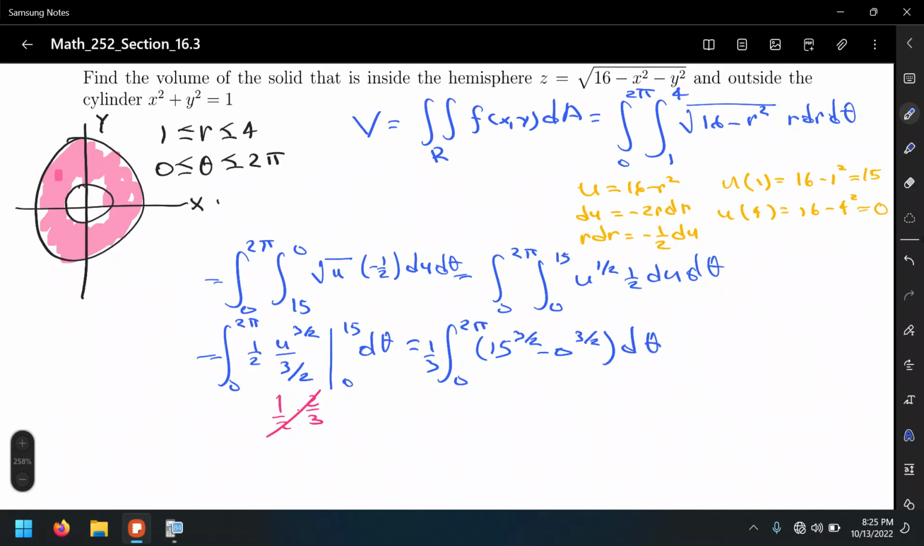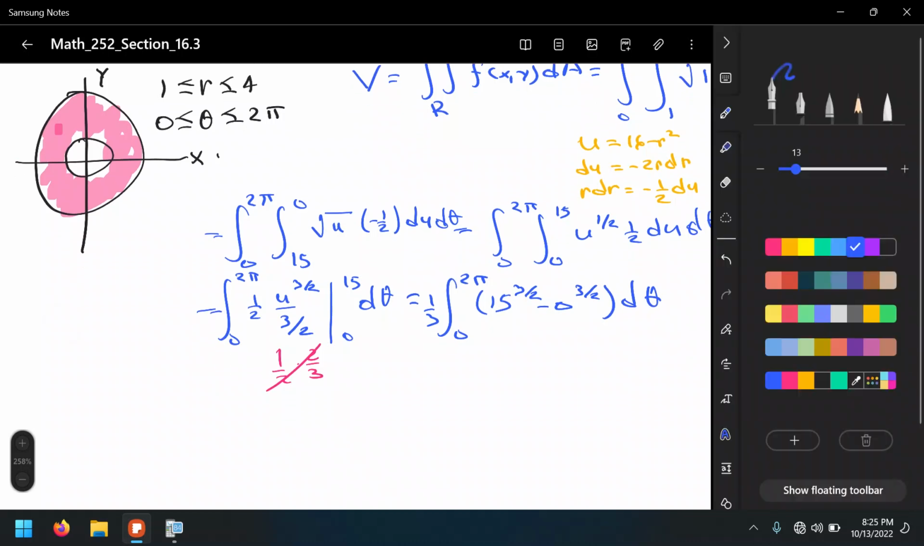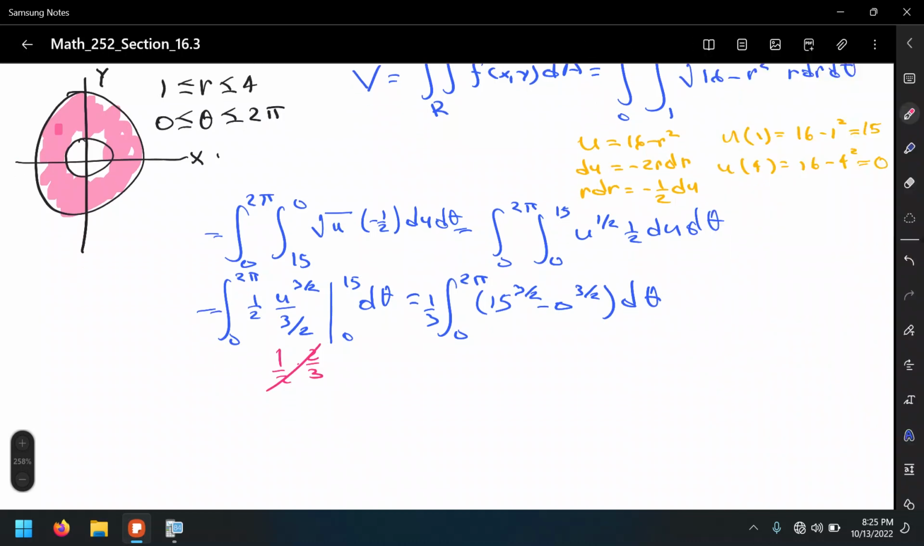Well, this is just a constant. It's just a constant factor. But now this 15 to the 3/2. Let me write it on the side again. This 15 to the 3/2 is the same as saying the square root of 15 cubed, or the square root of 15, cubed. Well, the latter one, since the number 15 is not a perfect square, we cannot do this one to then cube it.